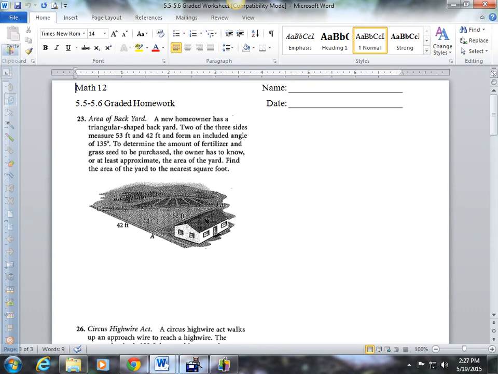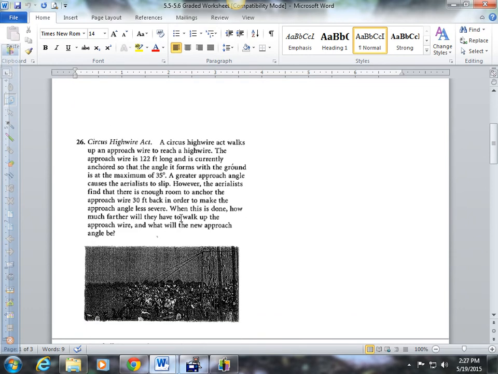The Circus High Wire Act is even a little bit tougher, but it says the Circus High Wire Act walks up an approach wire to reach the high wire. The approach wire is 122 feet long and is currently anchored so that the angle it forms with the ground is at a maximum of 35 degrees. A greater approach angle causes the aerialist to slip. Are you going to want to walk up something that's more than a 35-degree grade? No. You don't want to walk anything steeper than that.